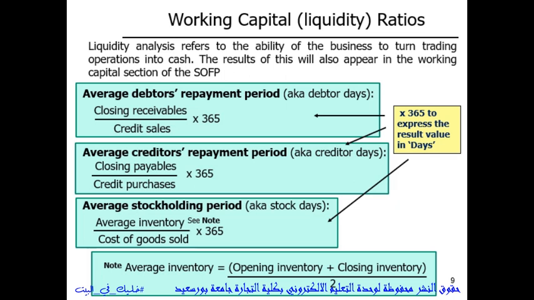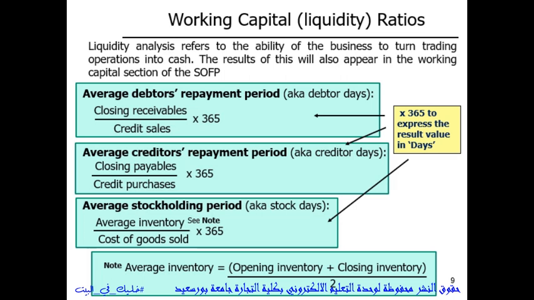And the last one, average stock holding period, which is equal to average inventory divided by cost of goods sold multiplied by 365. How to calculate the average inventory? It's equal to the opening inventory plus closing inventory divided by 2.